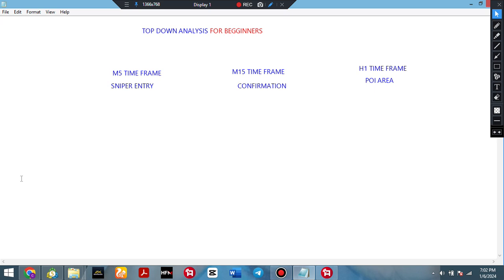Now, what do we mean by observing from higher time frame? Now we have the H1 time frame, which is 1 hour time frame, 15-minute time frame, 5-minute time frame. In the H1, we are looking for areas of interest, confirming it on the 15-minute time frame, then taking our sniper entry in the 5-minute time frame.